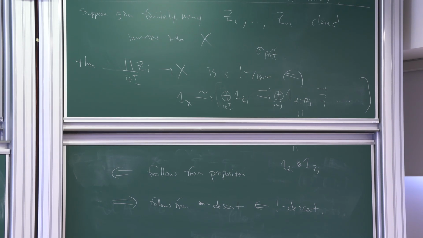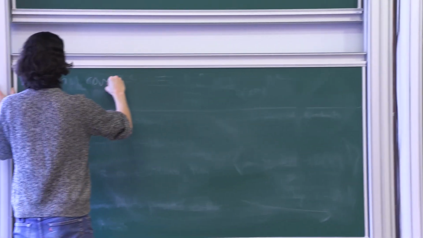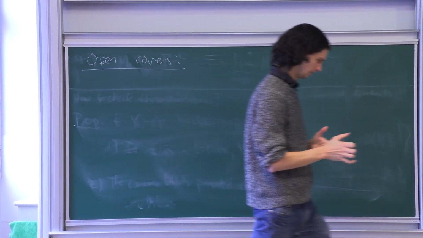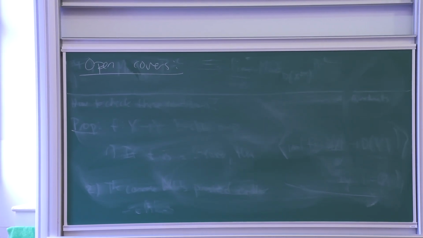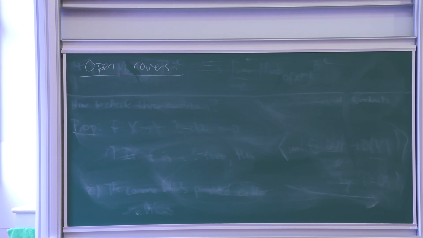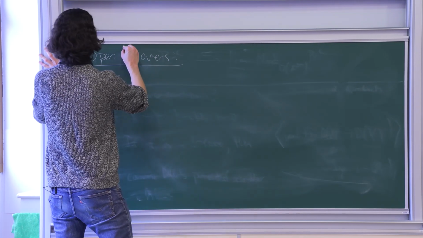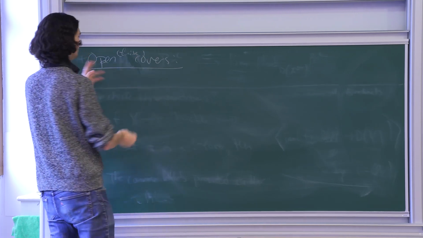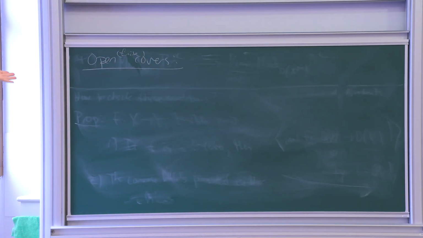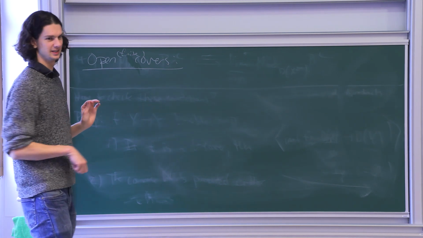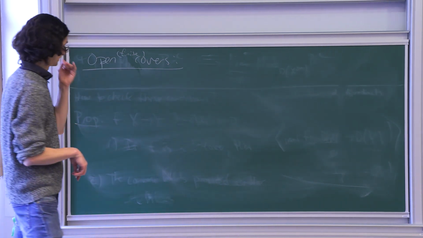Okay, what about open covers? Well, let me just say, it turns out that every open cover has a finite refinement, if you say what it means to have an arbitrary open cover. But let me just stick to the case of finite open covers. There's, in any case, no loss of generality.